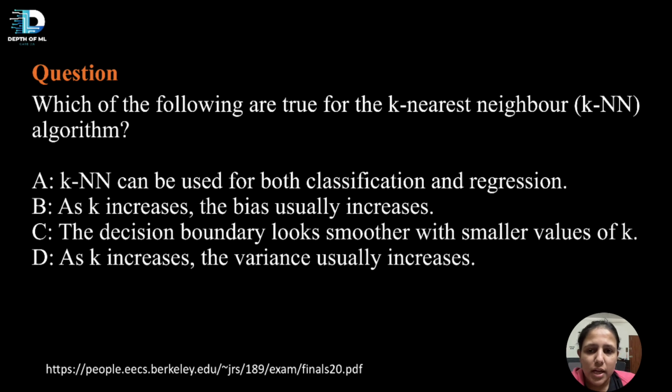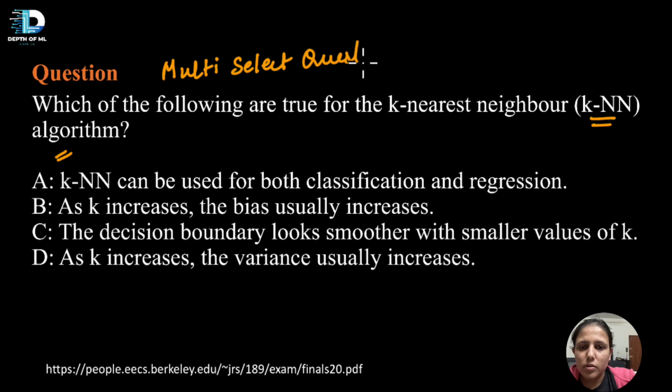So this question is asking which of the following are true for the K nearest neighbor algorithm. So it's an MSQ kind of question, which is a multi-select question. Okay, so all those which are true, we have to mark them. Fine. So let's read the first statement. They are saying KNN can be used for both classification and regression. So this is true, right?